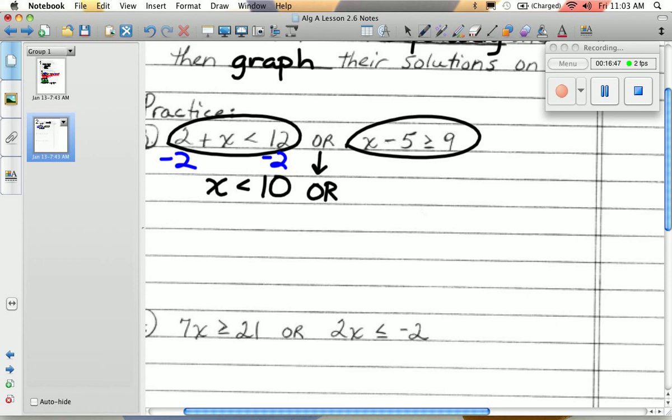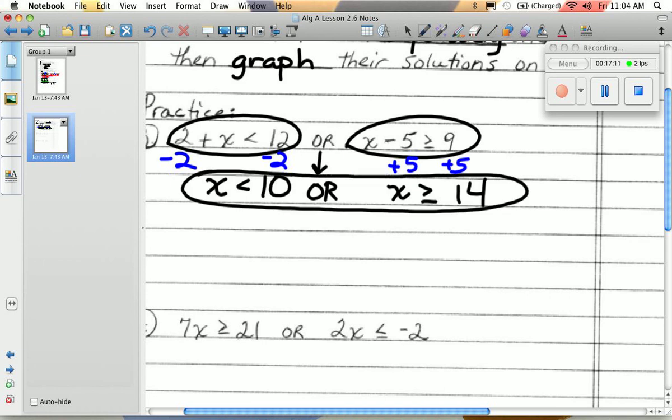What are we going to do to solve the other one? x minus 5 is greater than or equal to 9. Add 5 to both sides. And what do we end up with? x by itself is greater than or equal to 14. So we have an algebraic solution that says x can be from either of these regions.